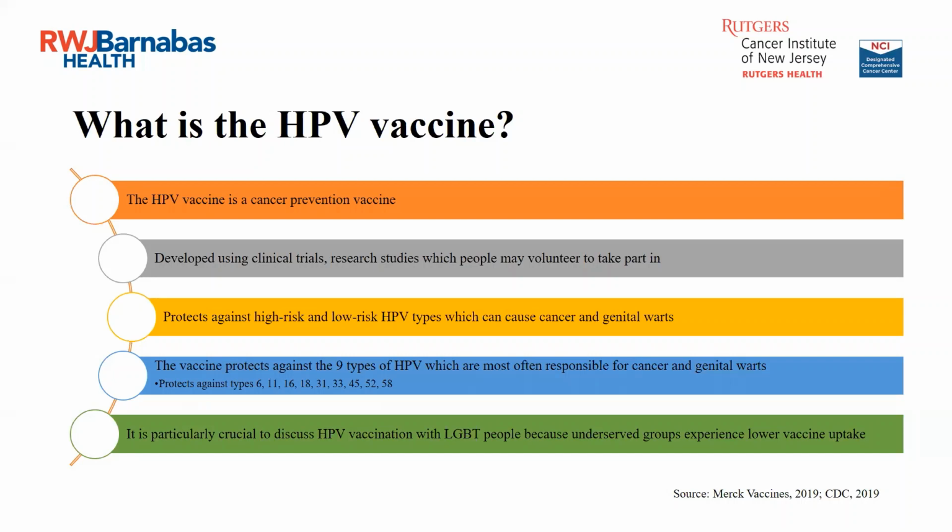When it comes to discussing HPV with LGBT clients, it's crucial for providers to talk about the HPV vaccine because there's evidence which suggests that underserved populations tend to have lower vaccine uptake. And so if we can address these disparities and talk to LGBT people about HPV and lowering their risk, we'll be able to prevent so many cancers.